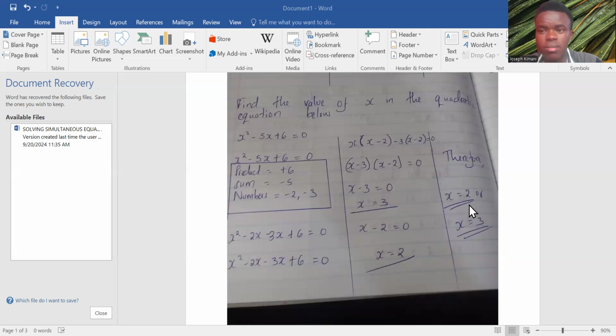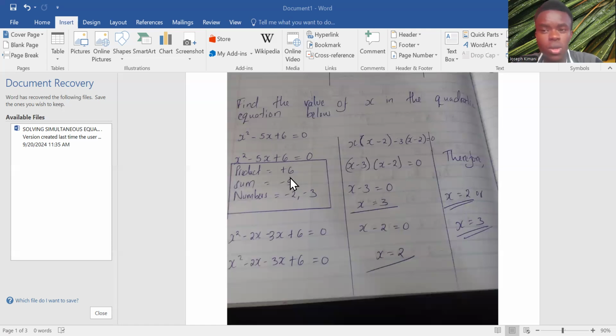So now, guys, if you did not understand this equation, I'll do a very brief overview. We have the equation x squared minus 5x plus 6 equals 0. We factorize. How do you factorize? Using product, sum, and number. You get the product, which is the first coefficient times the third value. The first coefficient is 1 times 6, 6. Sum, which is the second value, that is negative 5.